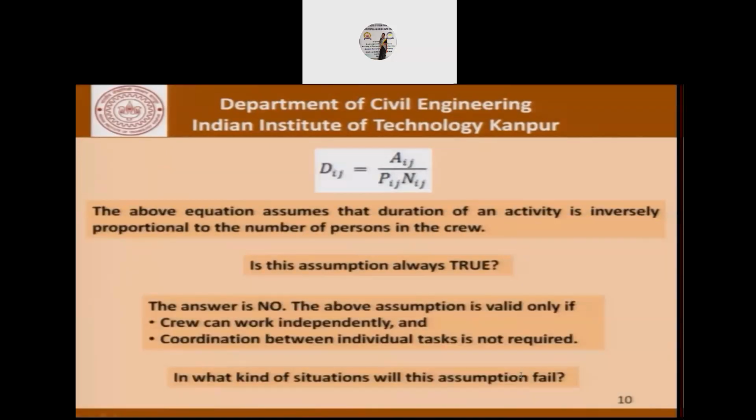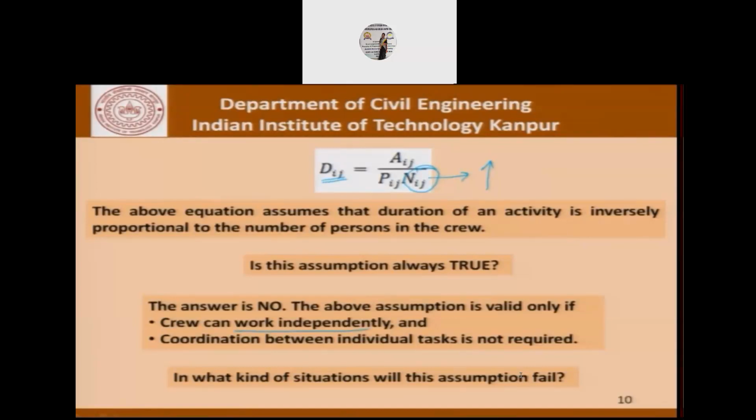So now, another thing is the number of workers. This equation here assumes that the duration of an activity is inversely proportional to the number of persons in the crew or the number of workers in the team. But is this assumption absolutely true? Is it true in the absolute sense? If we keep increasing this Nij, is there no limit for the reduction in the duration that we get? There are two reasons why this assumption is not really true.